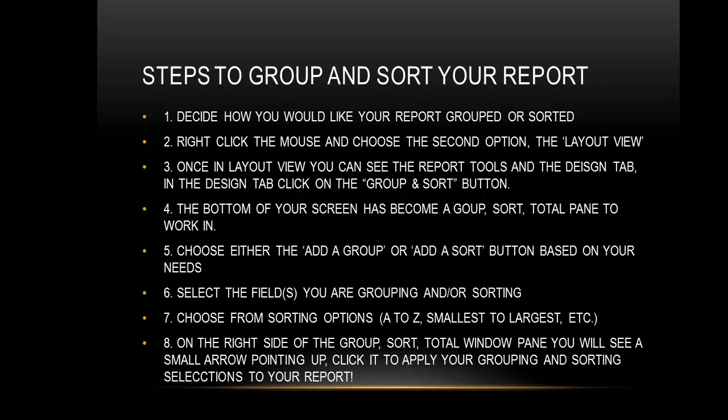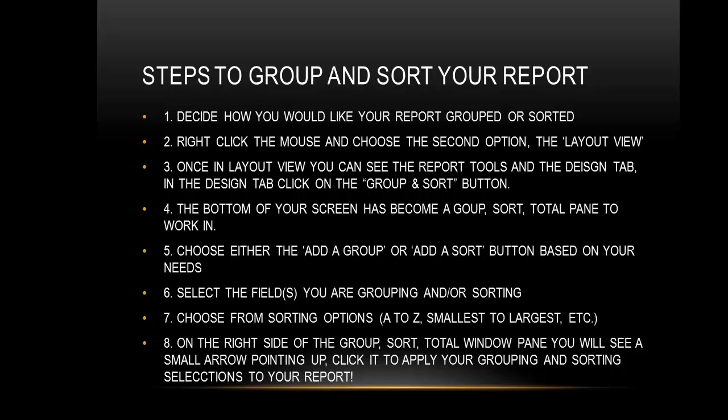These are the steps we will use to group and sort our report in Microsoft Access 2010. Step number 1 is to decide how you would like your report grouped or sorted. You need to have an idea of what you're going to be grouping based on before you get started. Step 2 is to right-click the mouse and choose the second option, the Layout view. Once you're in the Layout view, Step 3, you can see the Report tools and the Design tab. In the Design tab, click on the Group and Sort button. Step 4. On the bottom of your screen, you now have a Group, Sort, and Total pane to work in. Step number 5. Choose either the Add a Group or Add a Sort button based on your needs.